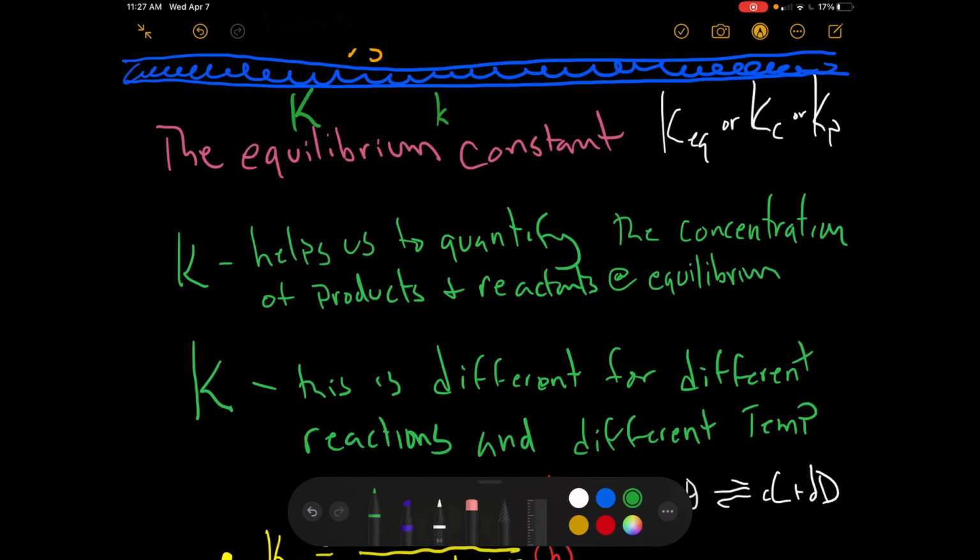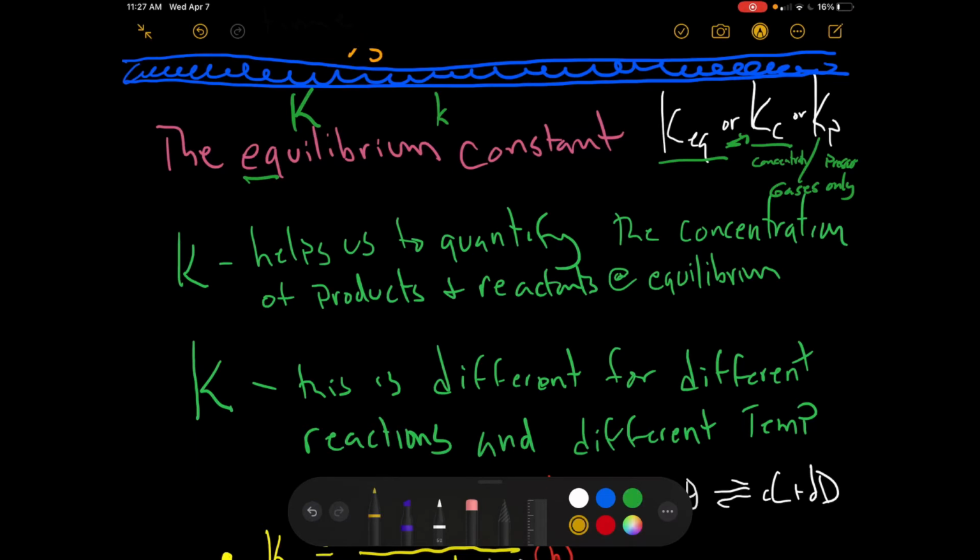But we're talking about this constant, and that can be written in one of three ways for equilibrium. It can be written as Keq, where EQ stands for equilibrium. It can be written Kc. These are interchangeable. Kc stands for the concentration constant, and Kp stands for the pressure constant. And Kp deals with gases only. Gases only.